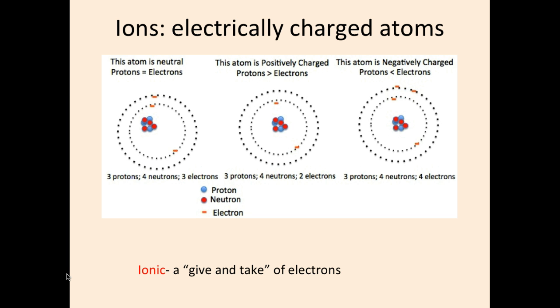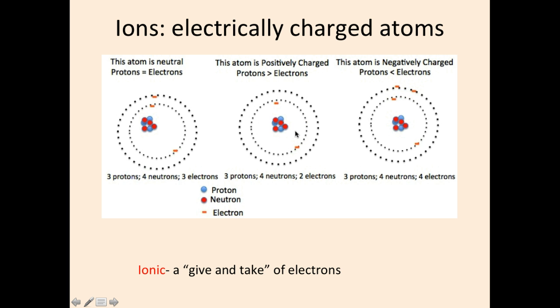So for the ionic bonds, ions are electrically charged atoms. They're atoms that either have more or fewer electrons than protons. So if we look at a plain atom like this one right here, which would be a lithium atom, since it has 3 protons, it has 3 protons in the nucleus and 3 electrons orbiting in the 2 different orbitals.